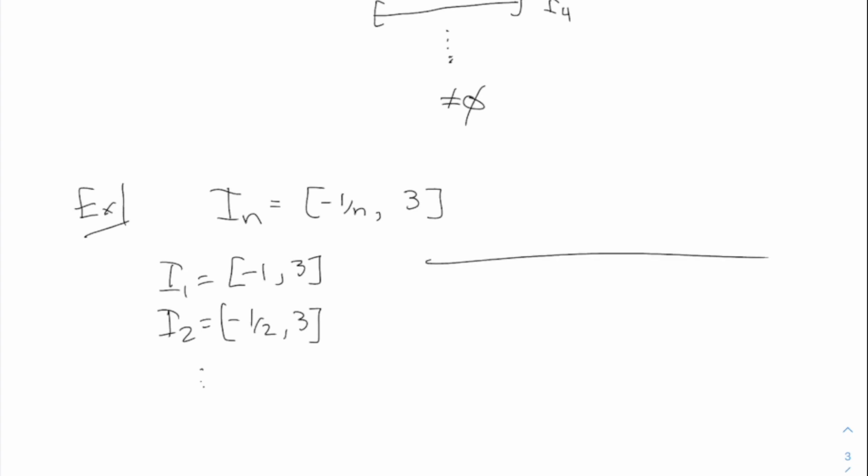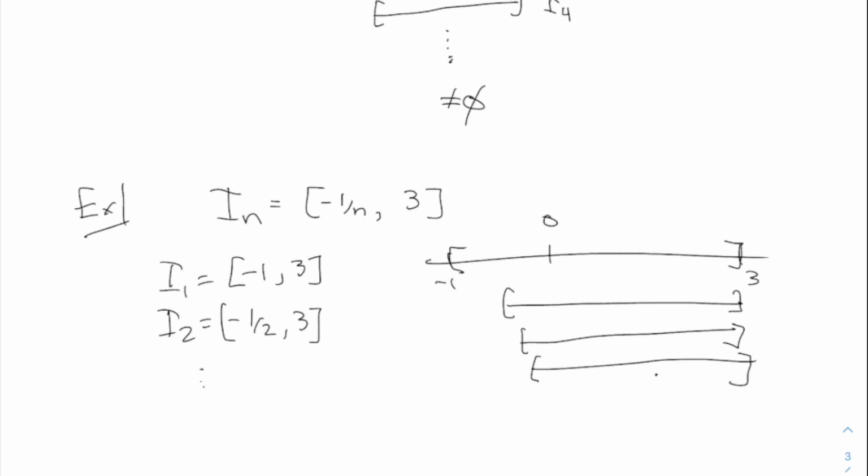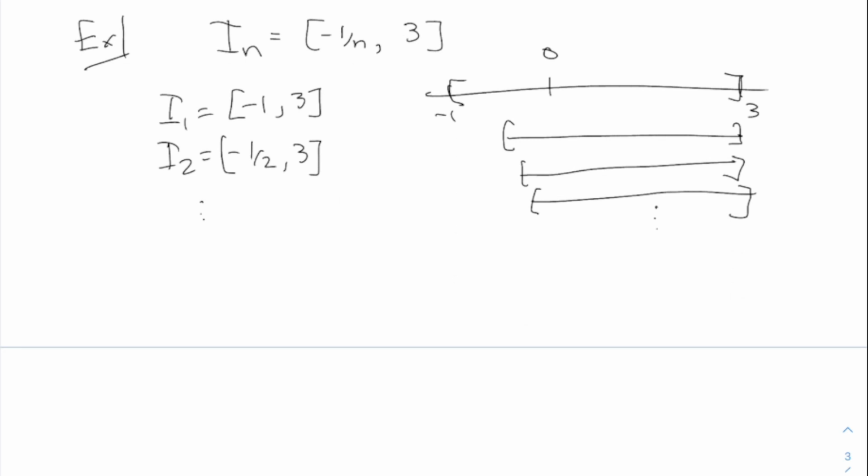If you want to draw a picture, here's 3, here's minus 1. The first one goes all the way across. The next one, that's 0, say. The next one only goes to minus a half. The next one goes to minus a third, then minus a fourth, etc. Right? Now, it is important that they all be closed intervals, which they are. And it's also important that they all be nested, which they are. You can tell each one is contained in the previous one. In fact, each one is contained in all the previous ones, because that's how nesting works. All right? In this case, what is the intersection of all of them?